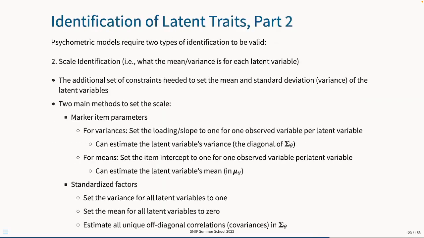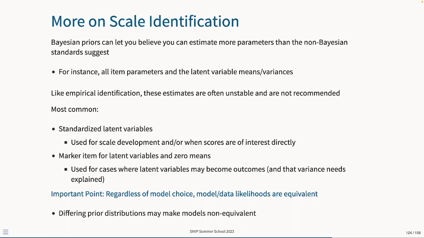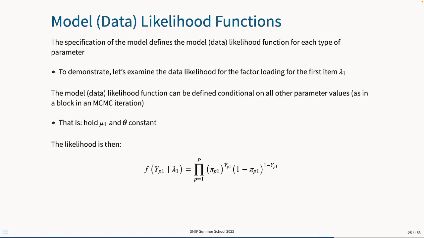So what we will do in estimation today is we'll start with the standardized factor, but the last model today will be the marker item to estimate the variance, because we'll need that to do the multi-level measurement model as we go forward. Okay, I've just mentioned this.